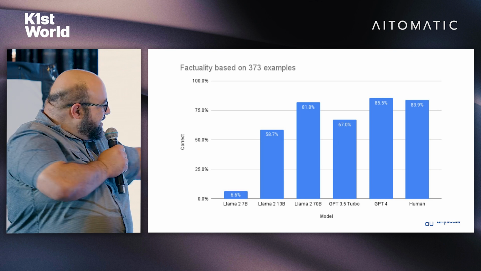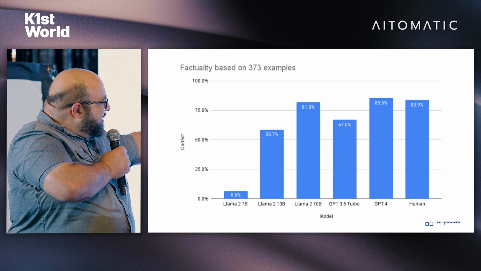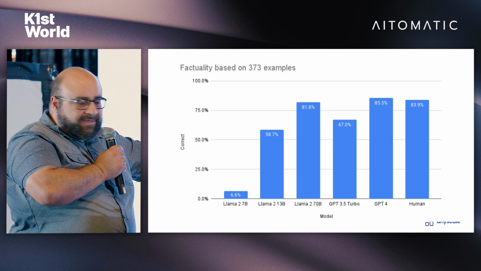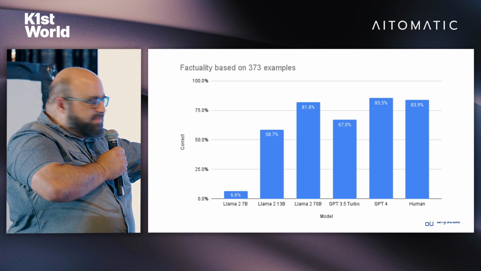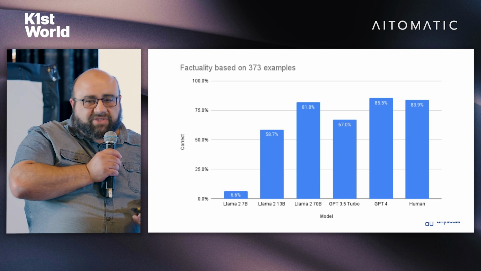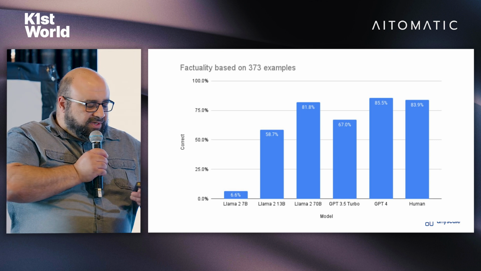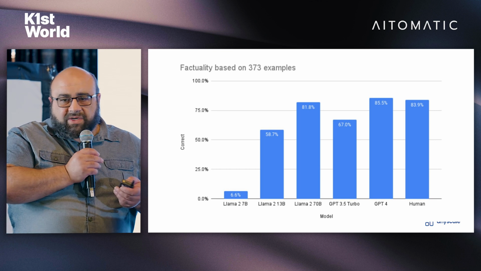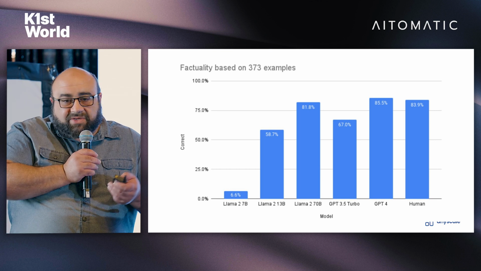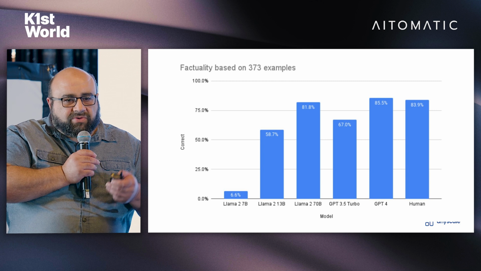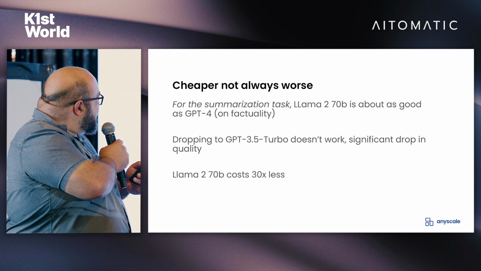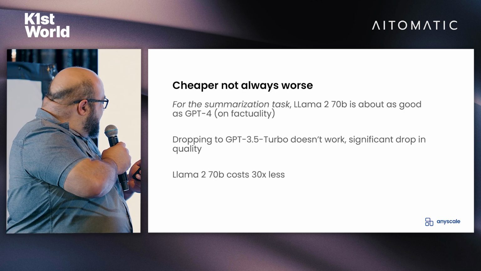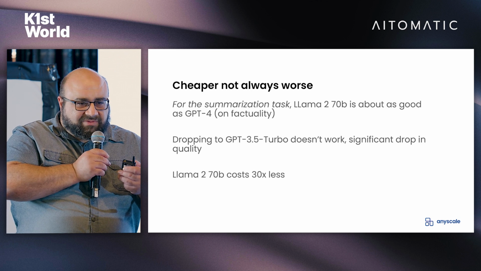That could just be noise. And Llama 2 70B is just slightly behind at 82%. But GPT-3.5 Turbo is considerably worse at 67%. So here's an example where you might want to use an open source model for summarizing because it's cost effective, but also because it's factually accurate. So the point here is that cheaper is not always worse.